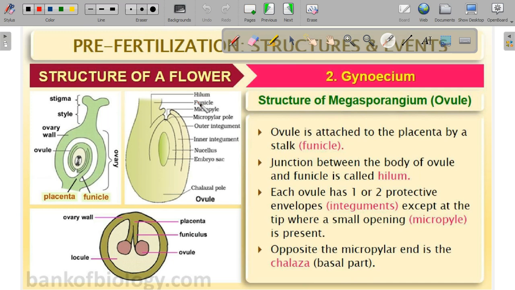Funicle. Ovules. It's a part of the funicle. Funicle, ovules, ovaries. So the ovary and the ovule. This is the ovule, and we have the ovary.